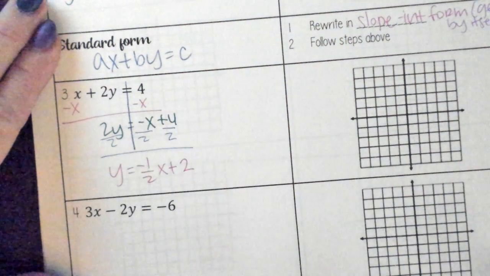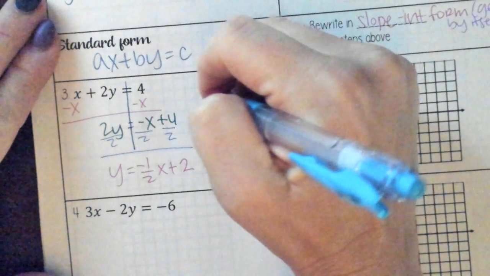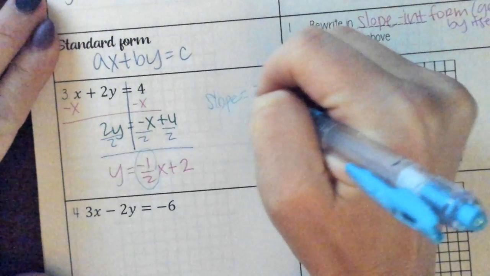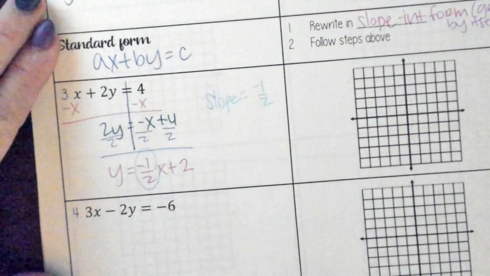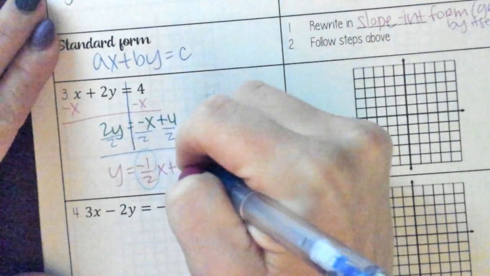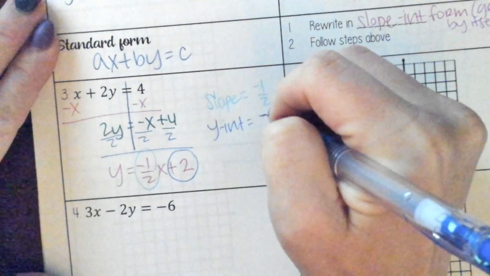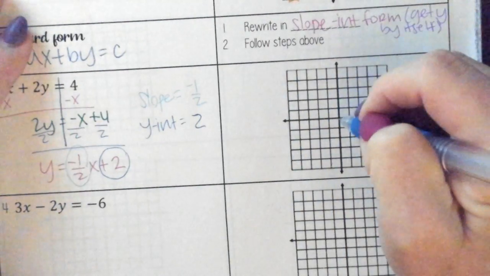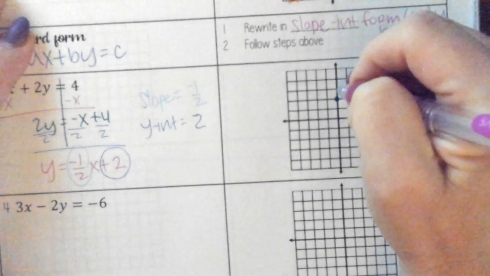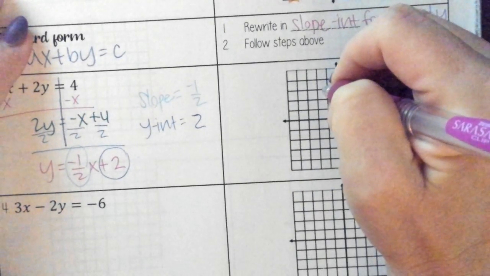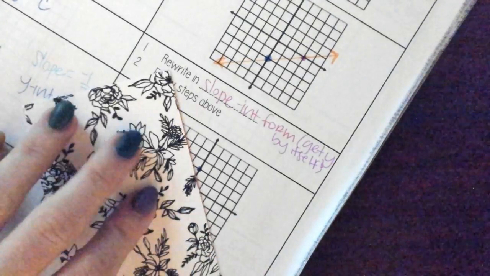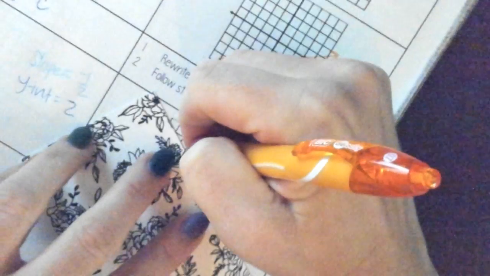So now we're going to follow those same steps. My slope is -1/2. My y-intercept is +2. So plot that. We go up 1 to the left, 1, 2. Connect my dots.